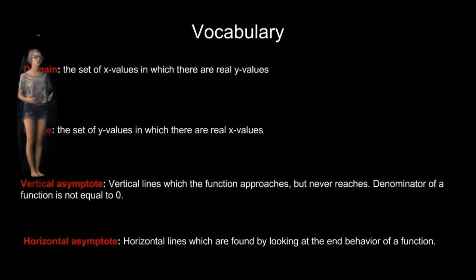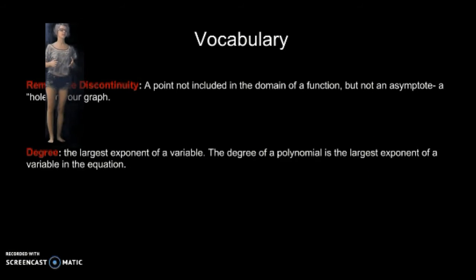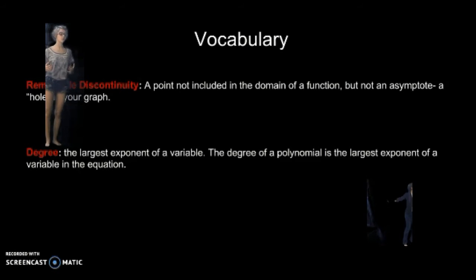Horizontal asymptote. Horizontal lines which are not included in the range of the function. The function approaches them, but never reaches them. They're found by looking at the end behavior of a function. Removable discontinuity. A point not included in the domain of a function, but not an asymptote, a hole in your graph. Degree. This is the largest exponent of a variable, so for x squared, the degree is 2. The degree of a polynomial is the largest exponent of a variable in the equation.